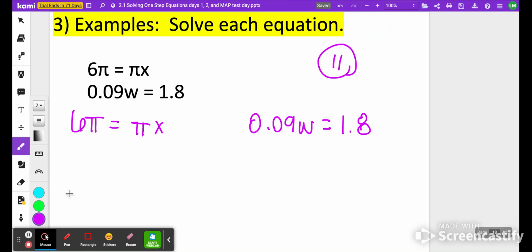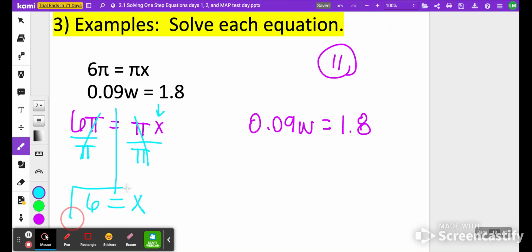So example number 1, our variable is here on the right side. So we're just flipping it around. That's okay. If you want to rewrite it where you have pi times x is equal to 6 pi, you can do that. But essentially what we're going to do is divide both sides by pi. Pi divided by pi is going to cancel out, so all that's left is x. And what's funny is that it'll also happen over here. Pi divided by pi, all that's left is 6. So 6 is equal to x.